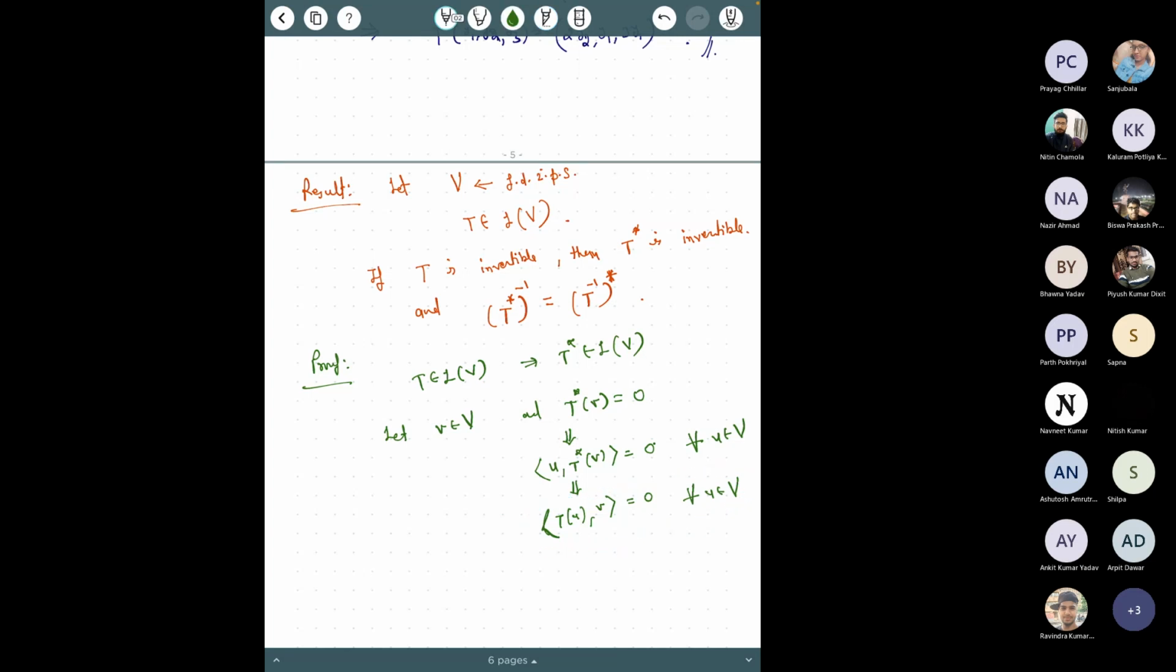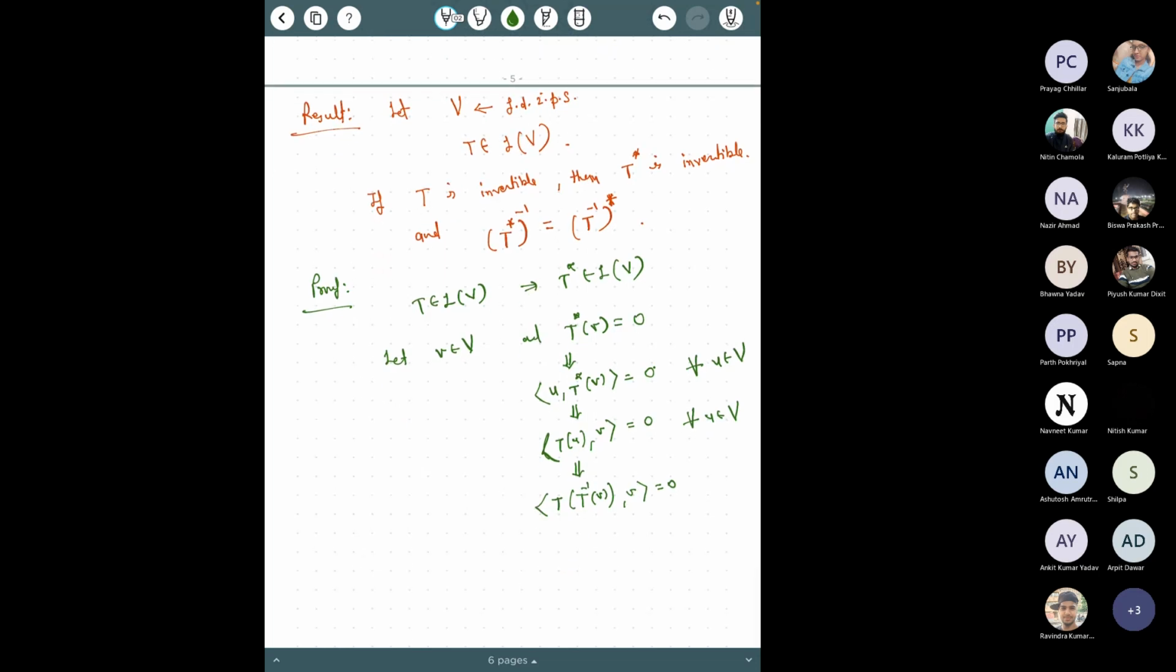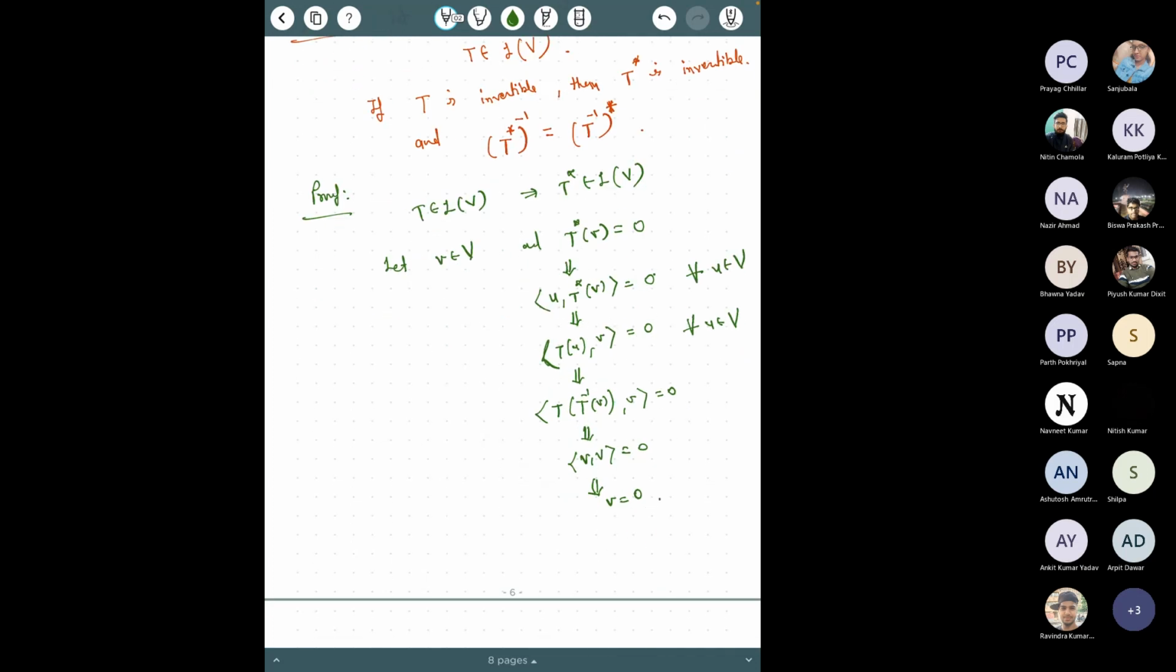I understand what you are saying. You are saying that you just take the pre-image of v as u. So you take u as T inverse of v, because T is invertible and you can always find the pre-image. This is 0 because it is true for all u. In particular, if you take u to be this, then the inner product of v and v is 0, which implies v is 0. Therefore T star is one-one. But since V is finite dimensional, T star is also onto, and that means T star is invertible.